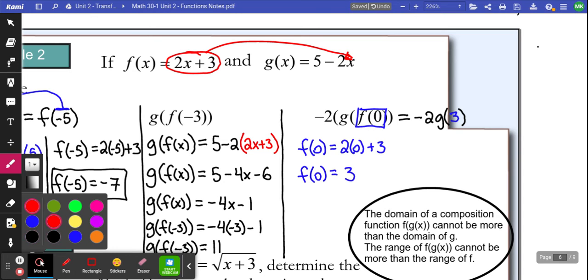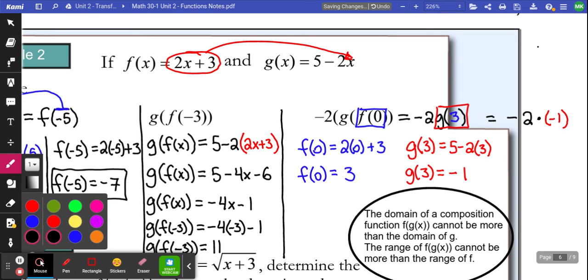Then I could solve for g of 3. So if I solve for g of 3, it would be 5 minus 2 times 3. g of 3 equals negative 1. Then I could move on to solving negative 2 times negative 1, which is equal to 2.